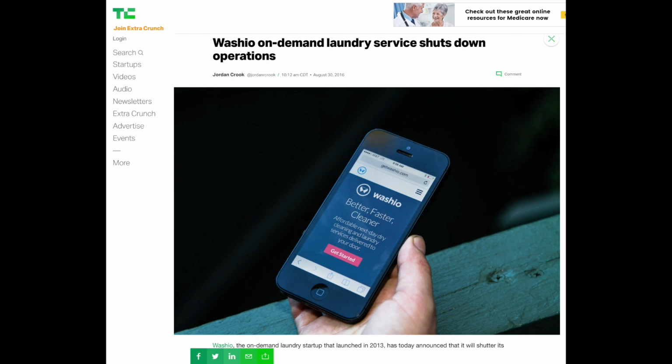Esteban and I met in 2012 at a venture-backed company called Washio. It was an Uber for laundry and dry cleaning delivery. And that's when I first learned about unit economics thanks to Esteban, who was the head of finance.